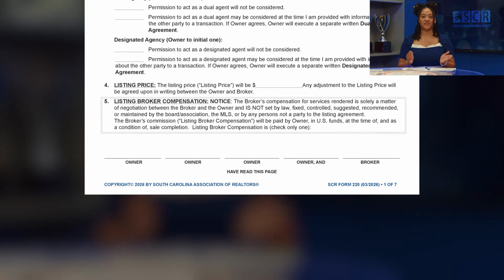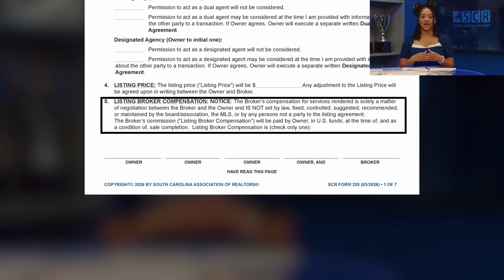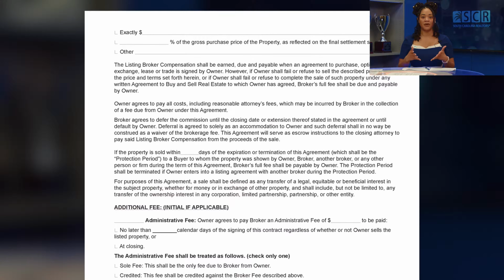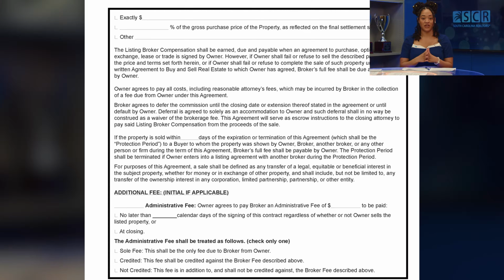Next is Section 5, Listing Broker Compensation. Here you will record the agreed upon fee that you are charging your client to list their property. As you'll note on this form, this will only have your fee as the listing agent and will not cover any fees to any buyer's agent or co-ops between yourself and a buyer's agent company.